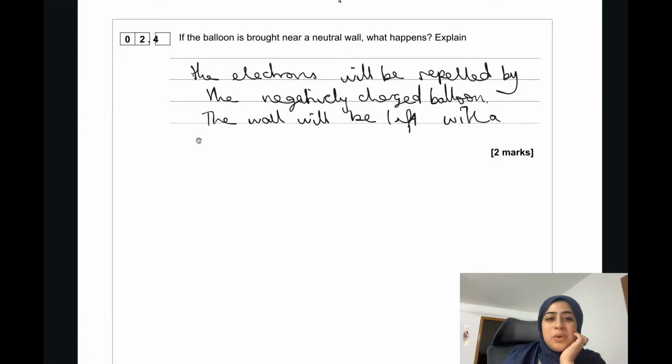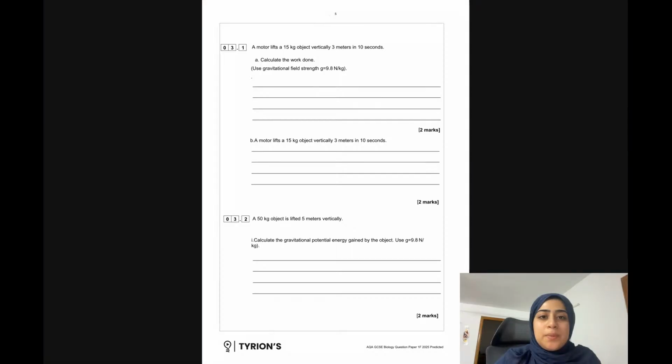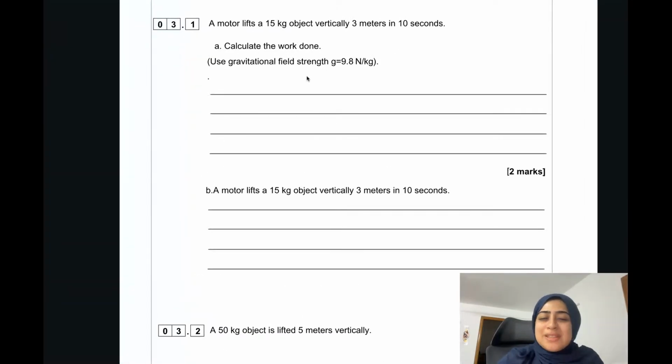So this is all on static electricity, and it's very likely to come up. So if you don't get it, I think you still have time to watch a video on it or to go through it in a bit of detail. That would be a really good shout. Okay, a few easier questions now.